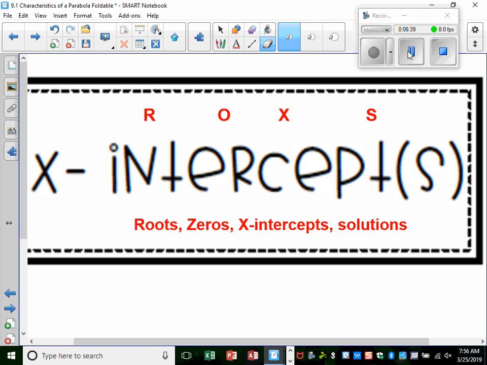And of course, quadratics are functions. Make sure I put that in there. They have to be going up or down to be a function.